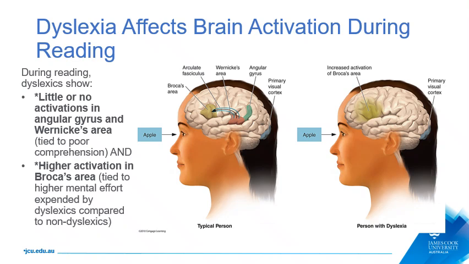Now we look at the brain areas involved in dyslexia. During reading, dyslexics show little or no activation in the angular gyrus and Wernicke's area. Note that the angular gyrus is very close to Wernicke's area. This kind of finding is tied to poor comprehension for dyslexics. And there is higher activation in Broca's area. Remember, Broca's area is tied to speech production. So this finding can be seen as tied to higher mental effort expended by dyslexics compared to non-dyslexics, right?